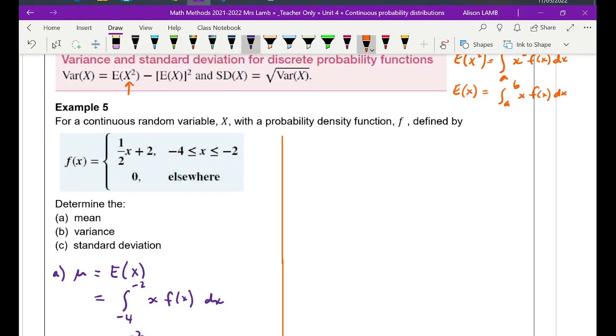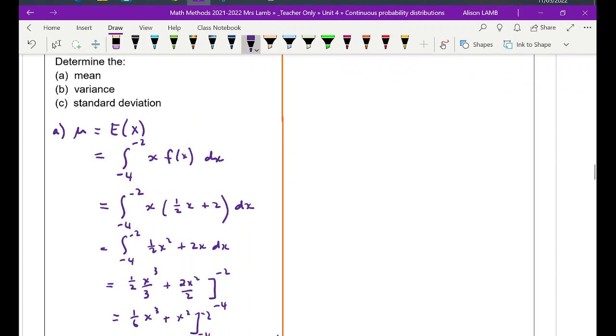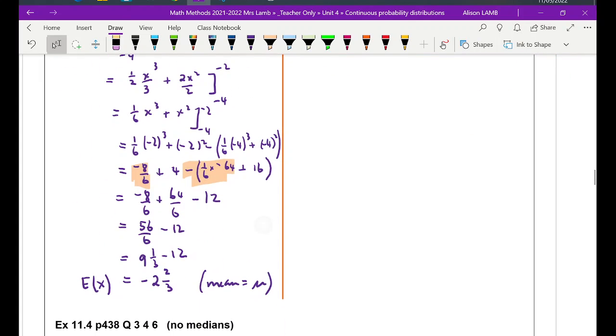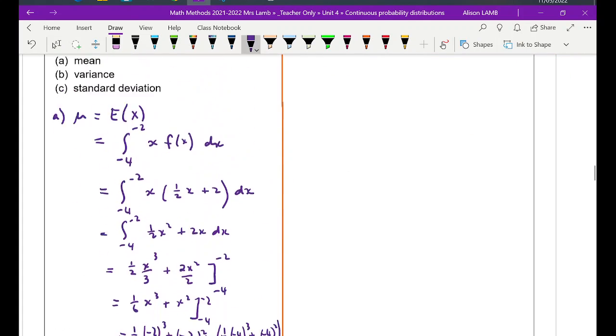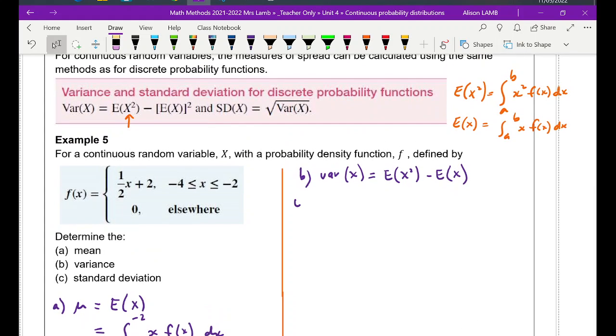Right, so part B, we want our variance. So var x is equal to the expected value of x squared minus the expected value of x, squared. We've already got the expected value of x. We worked that out before. That was negative 2 2/3. So down the bottom here, we need to get the expected value of x squared.